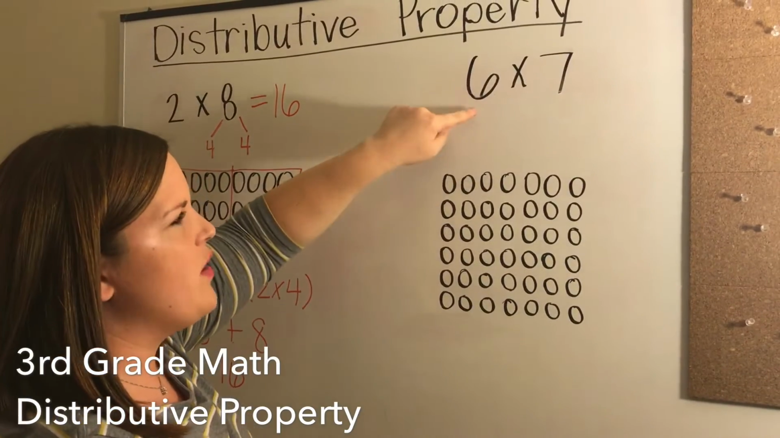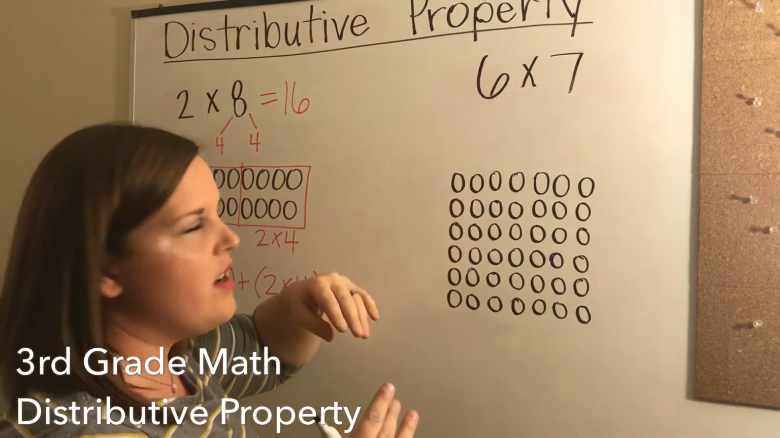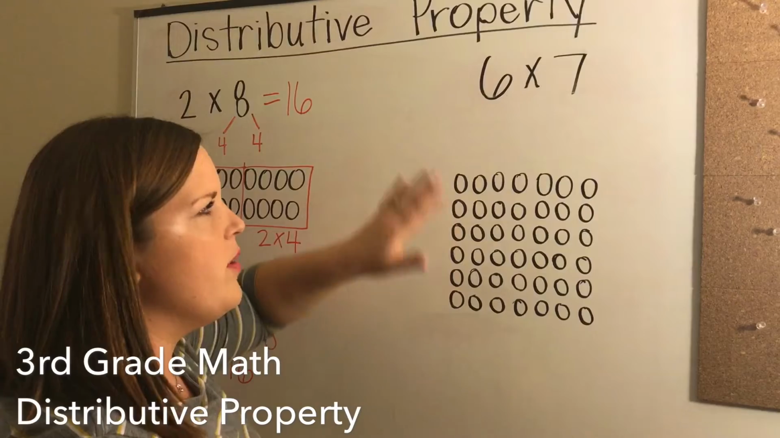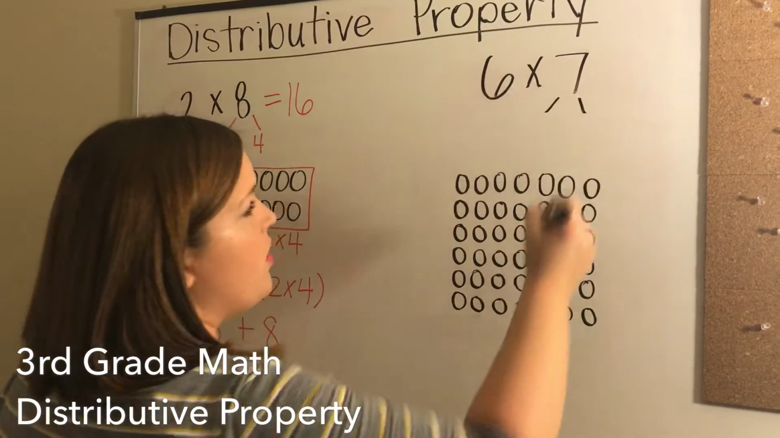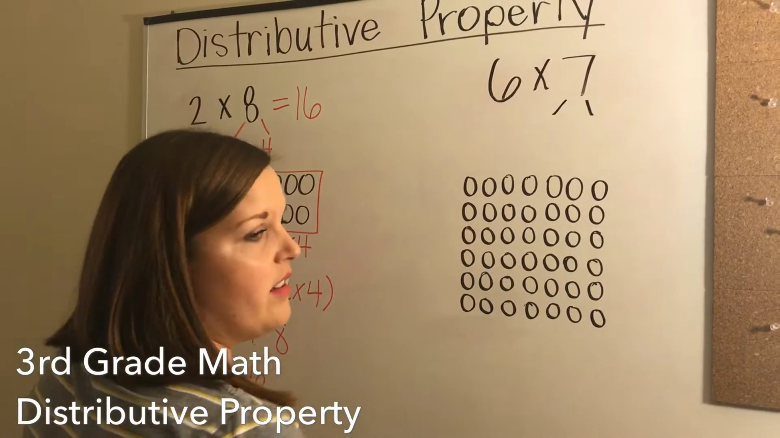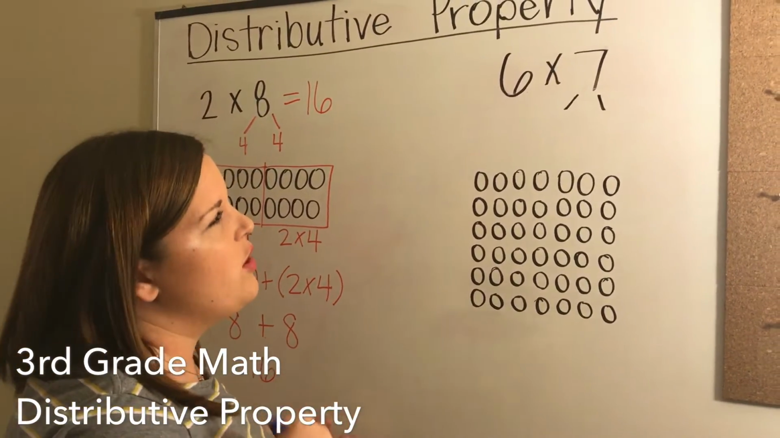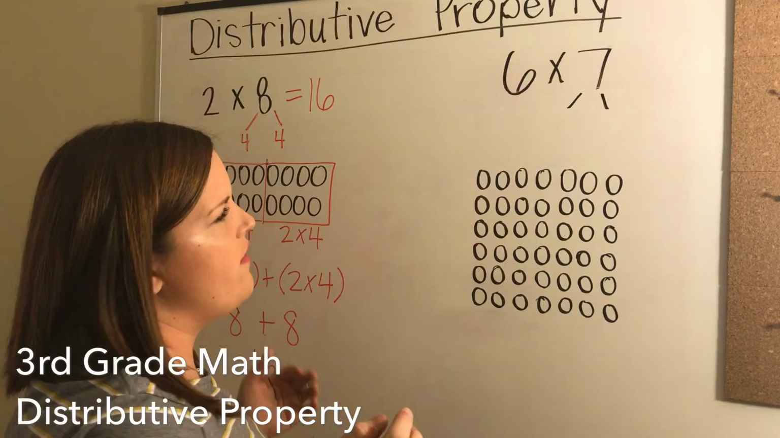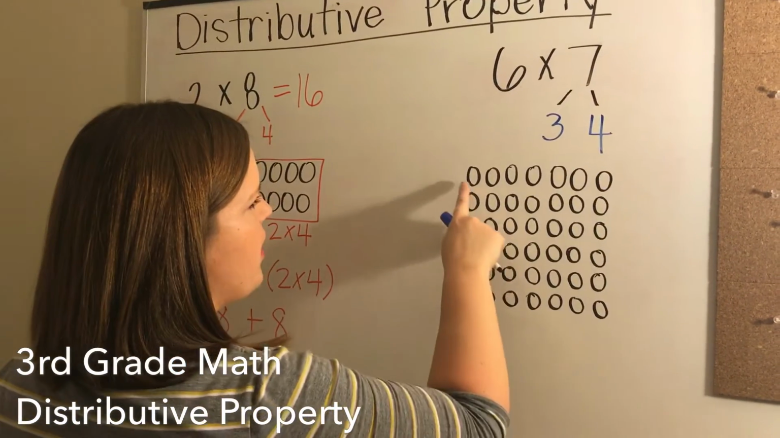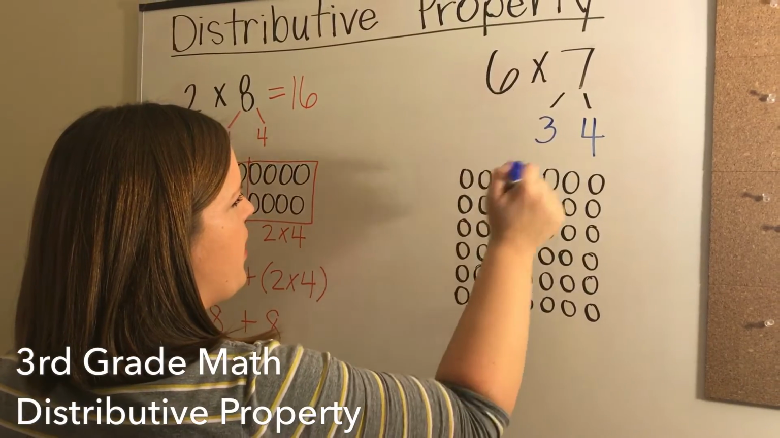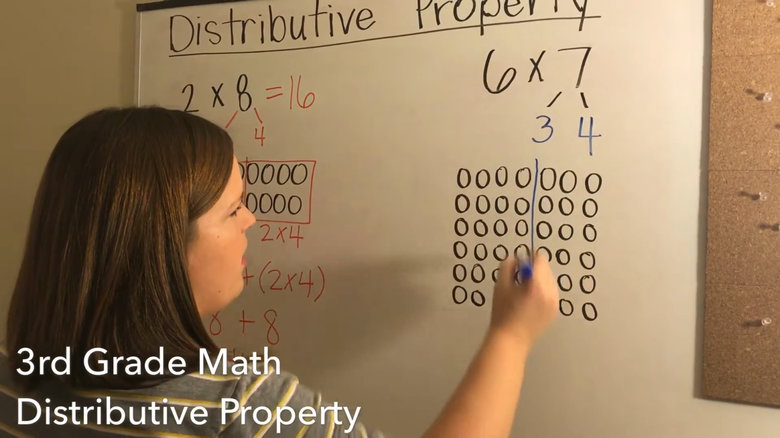Some people think that they have to break apart one number into 2 even numbers or 2 numbers that are equal, but you don't have to. You can break apart any number. So we're going to break apart 7. Again, you could break apart 7 into 1 and 6, 2 and 5, or 3 and 4. So we're just going to break it apart into 3 and 4. And then I'm going to go across where there's 7 and break it apart into 3 and 4.